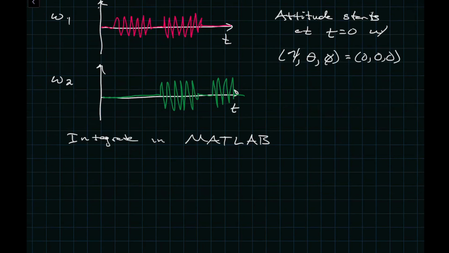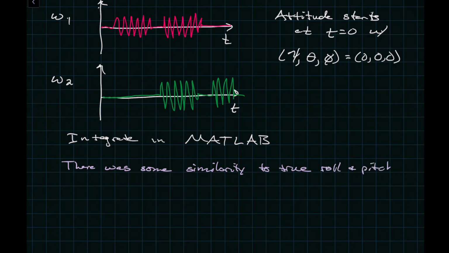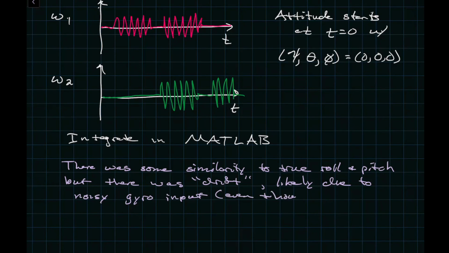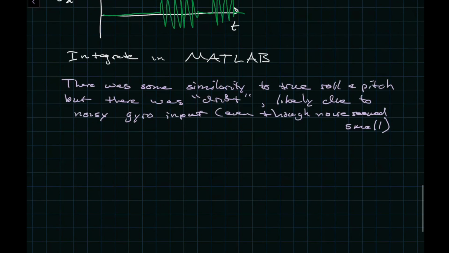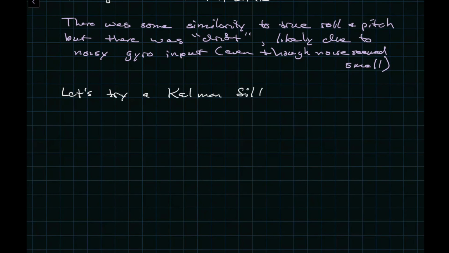So we got drift, and that's not very good. There was some similarity to the true signal, roll and pitch, not yaw, roll. There was drift, likely due to a noisy gyro input, even though by eye the noise seems small. So the errors accumulate to the point that the true yaw, pitch, and roll was just lost. So let's try a Kalman filter.